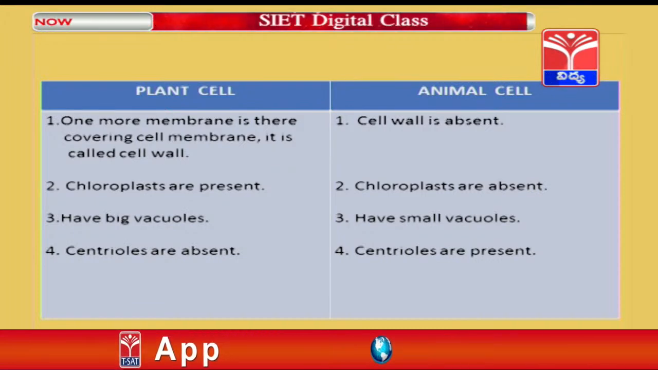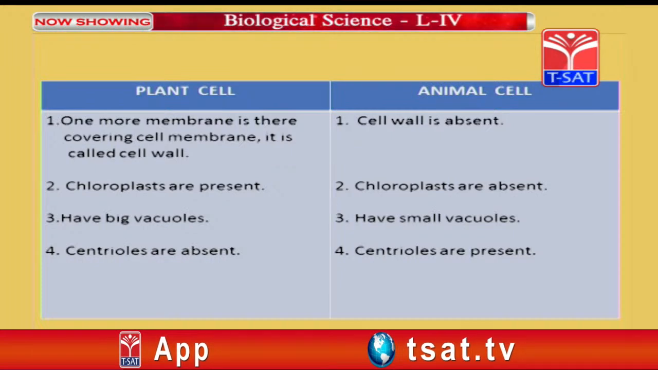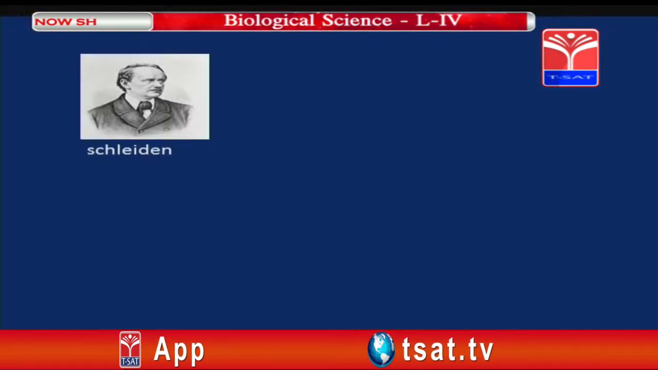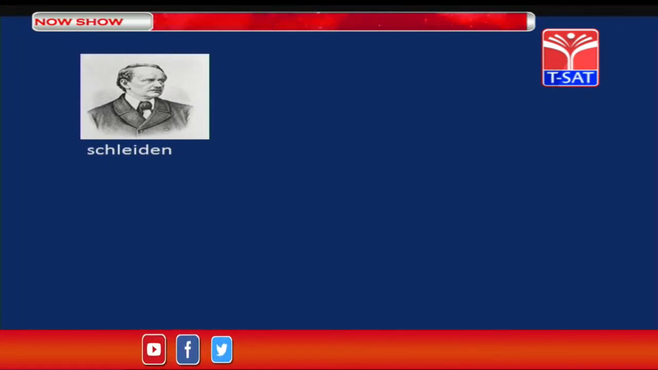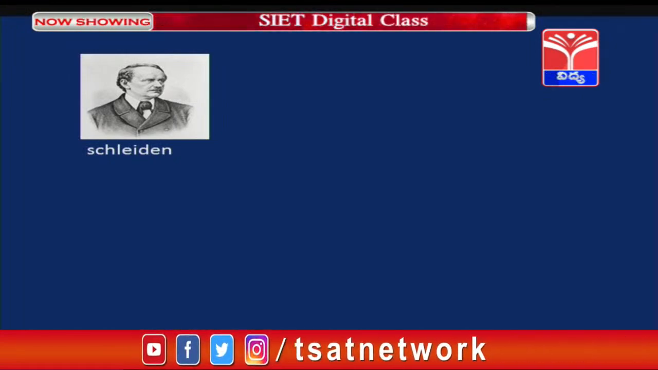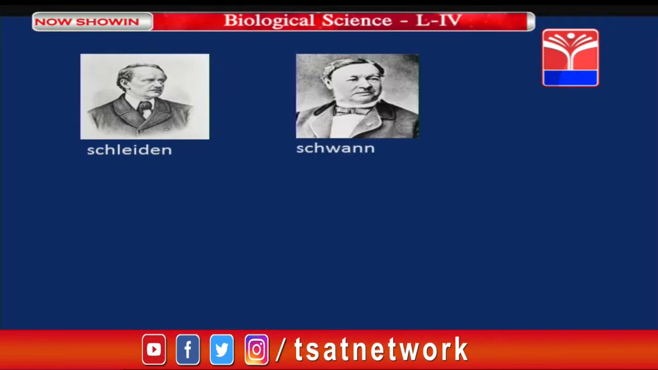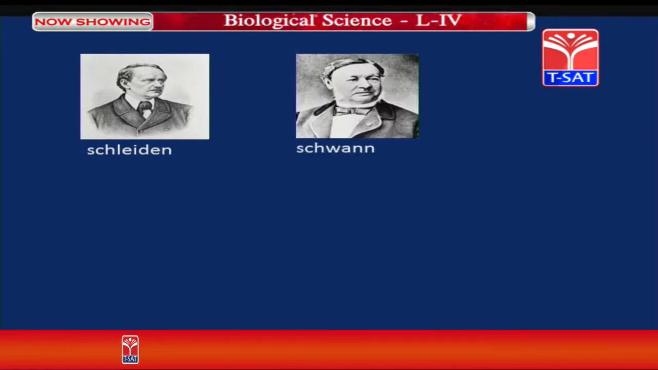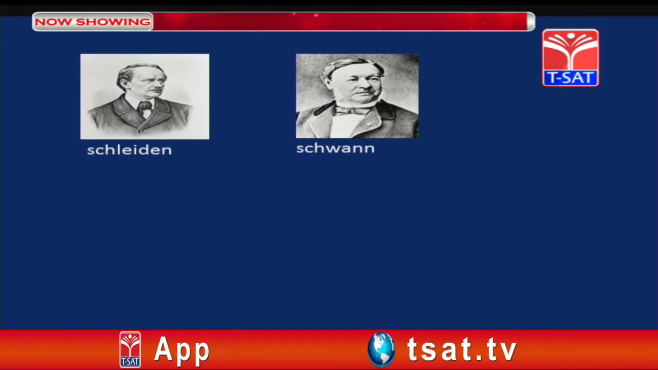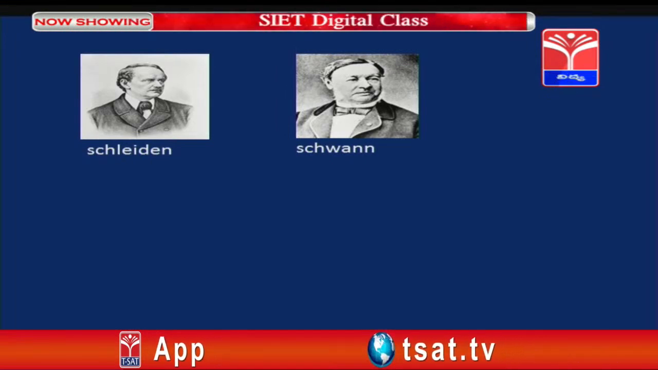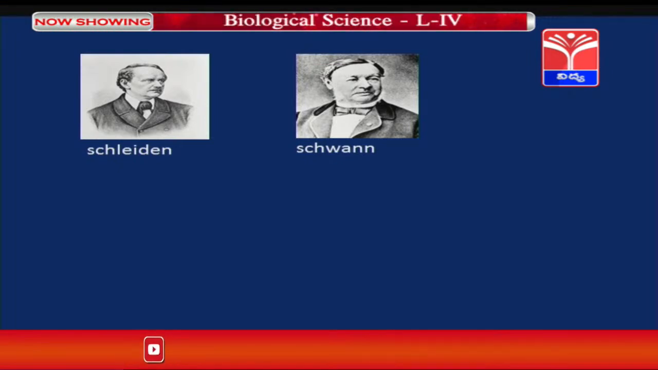Now children, think, where do cells come from? This is a scientist called Schleiden. He is a botanist. He observed many plant cells. One more scientist, Schwann, he is a zoologist. He observed many animal cells. By the observations made by them, they together formulated the cell theory.